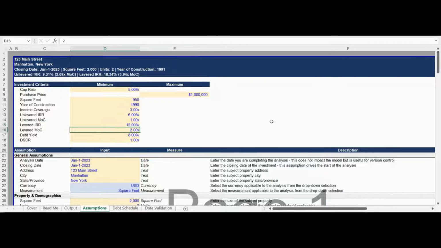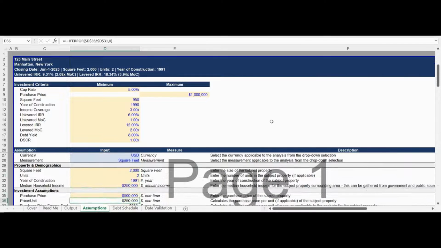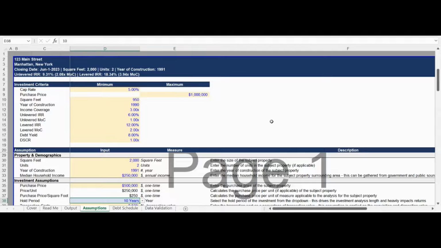When it comes to unlevered returns, we are screening for an unlevered IRR of at least 6% and unlevered multiple of capital of at least 1 time. For levered returns, we are screening for a levered IRR of at least 12% and levered multiple of capital of at least 2 times. We are also screening for debt metrics of a debt yield of at least 8% and a debt service coverage ratio of at least 1 time.